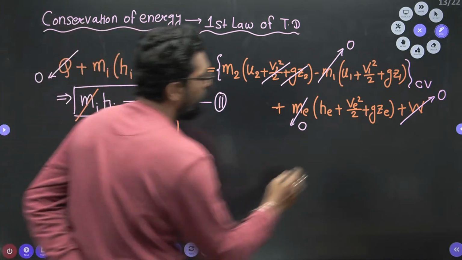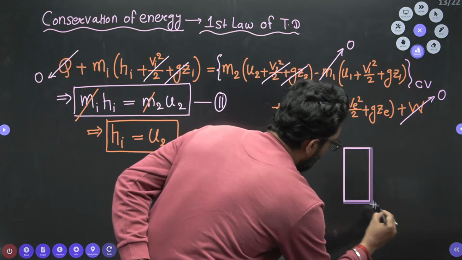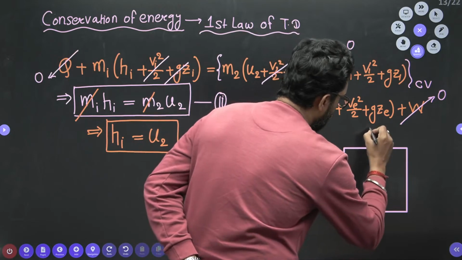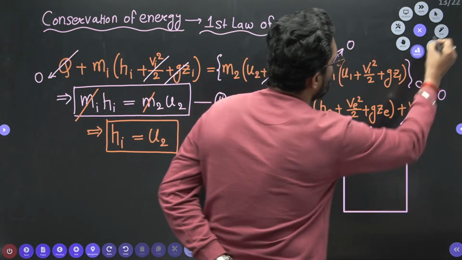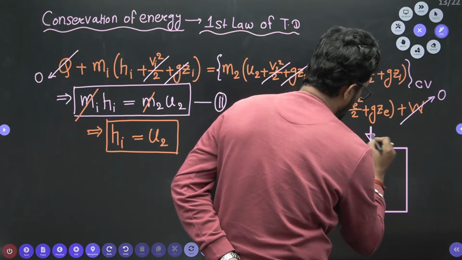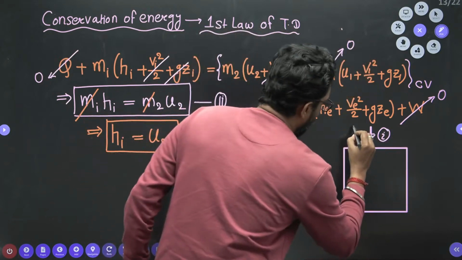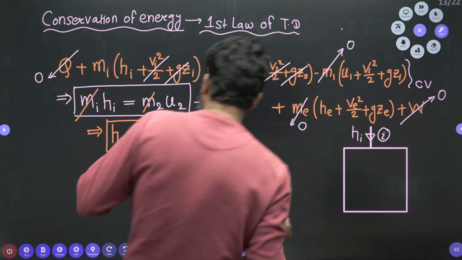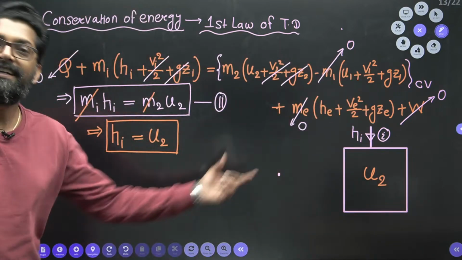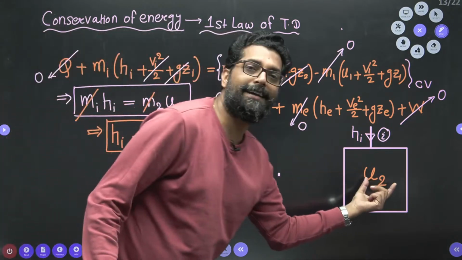That means, my dear, if this is your tank, in this tank there is your inlet. Let's suppose this is your inlet I. So the enthalpy at inlet is equal to the final internal energy of the system. The condition is given. When someone asks you the inlet enthalpy is equal to the final internal energy of the system, when is it?